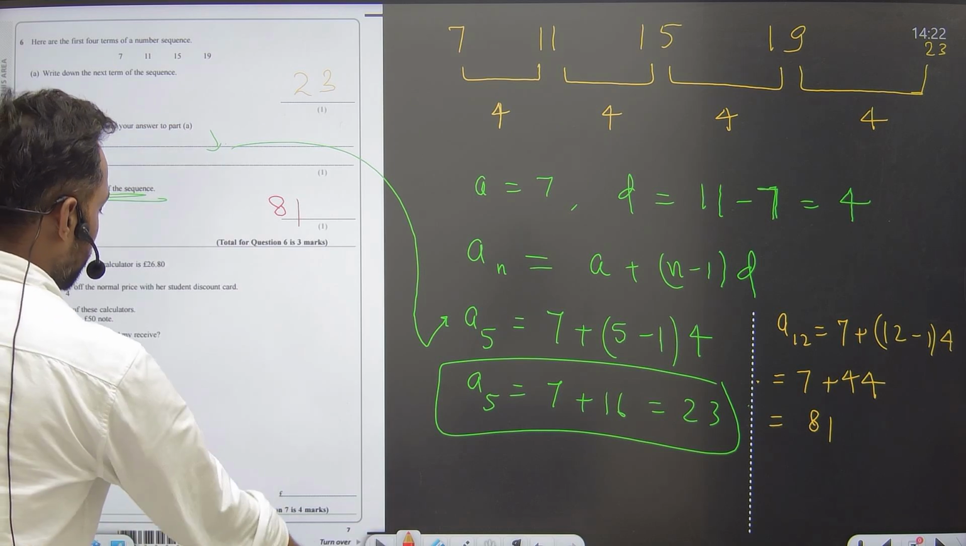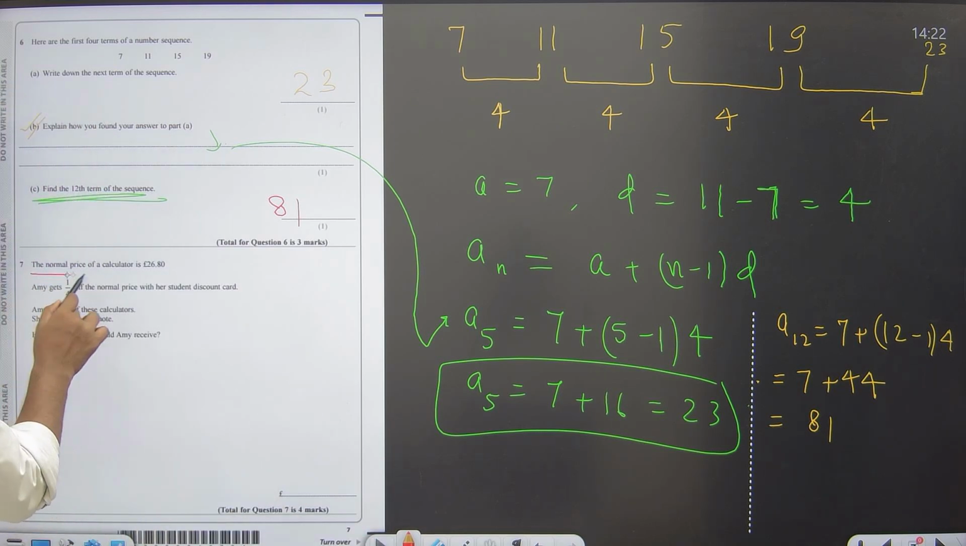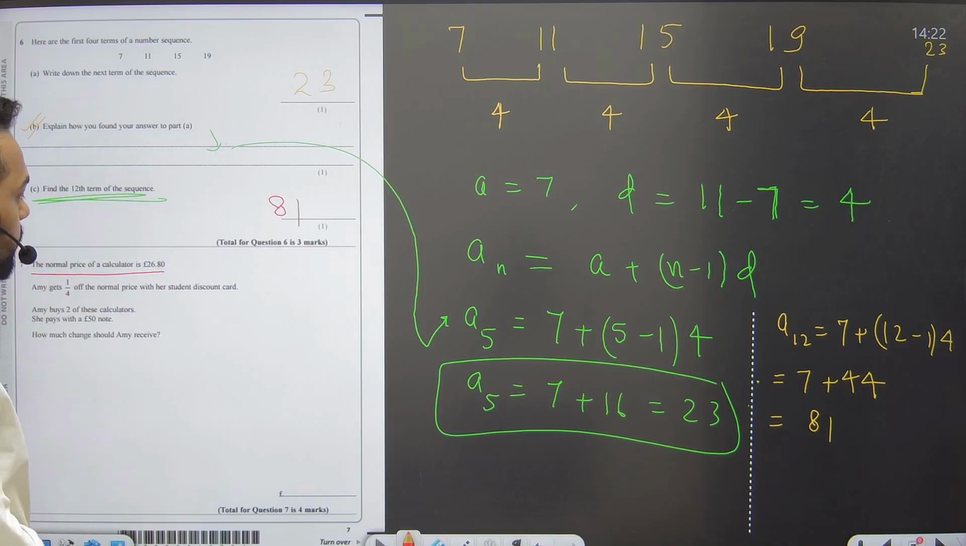In the next part, student, the normal price of a calculator is 26 pound.